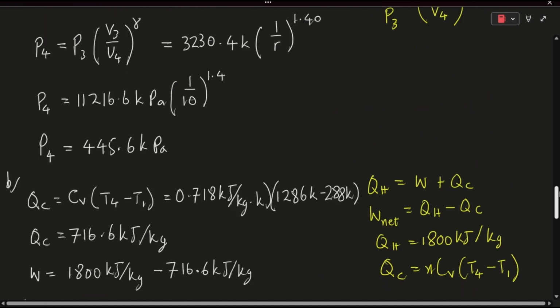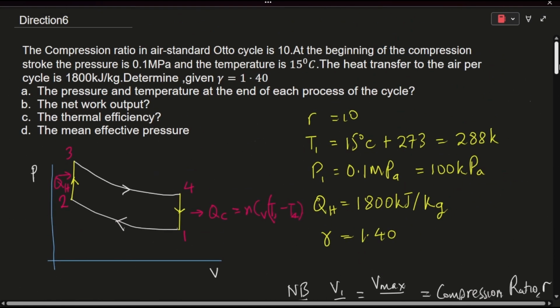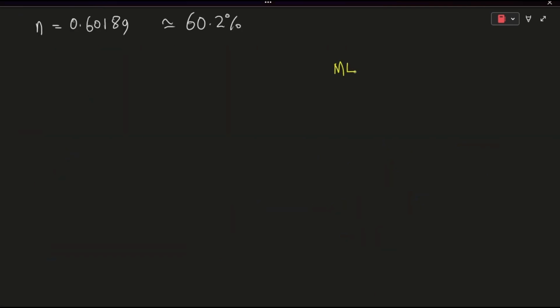Now, with the D part of the question, we are to determine the mean effective pressure. Effective pressure is given by, now, where the mean effective pressure is theoretically the average pressure acting on the piston, and V1 minus V2 is our displacement volume during the entire power stroke, and our W is our net work output.